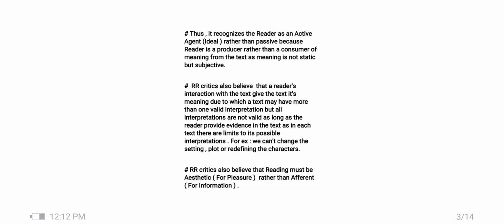So now let's come to the next. Reader response critics also believe that reading must be aesthetic rather than efferent. It means reading must be for pleasure rather than for information. They believe that.